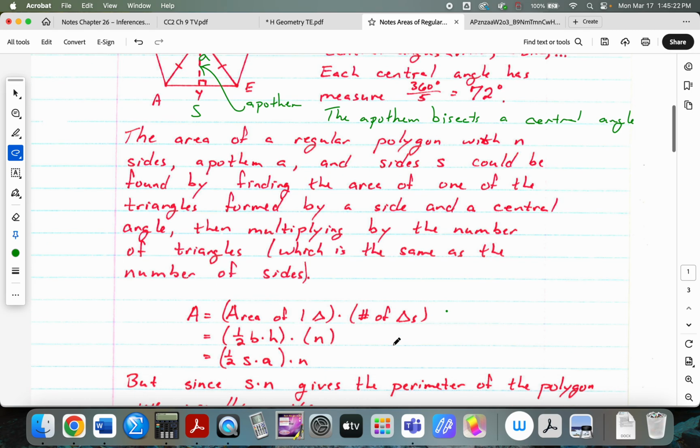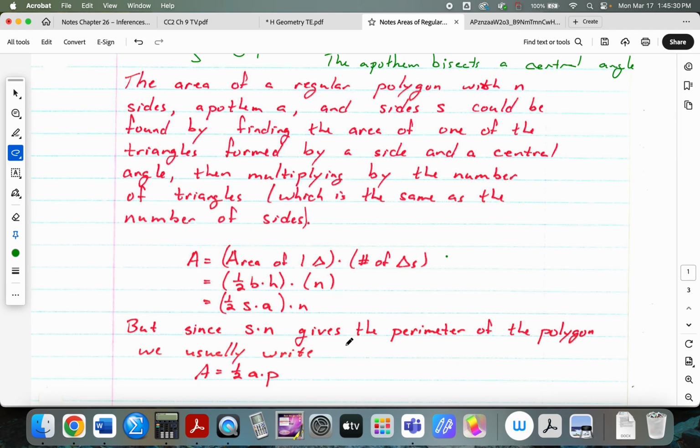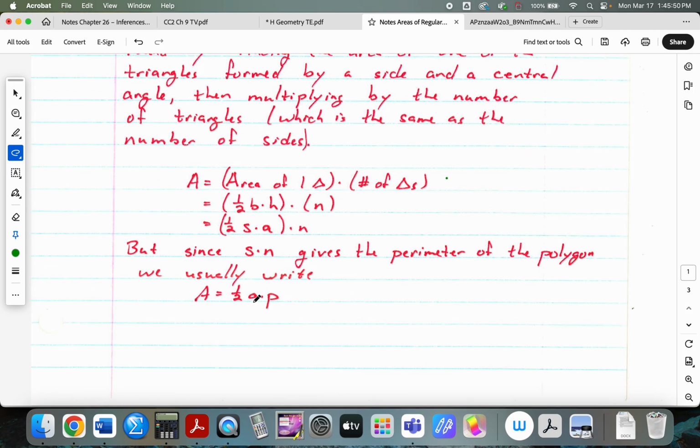But since the length of a side times the number of sides gives the perimeter, we usually write this 1/2 apothem times perimeter, or 1/2 A times P. That's a formula that you haven't ever used before. You got to memorize this one. If you don't know this formula and you don't know what the things stand for, it's a problem. So here, the A stands for the apothem. And the P stands for the perimeter.